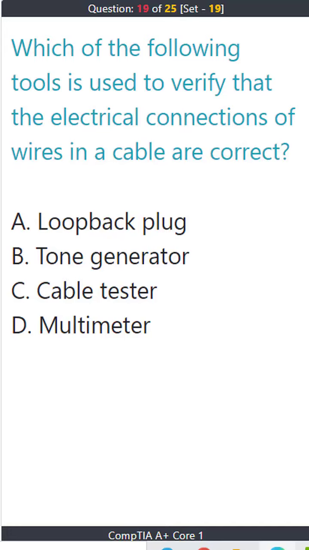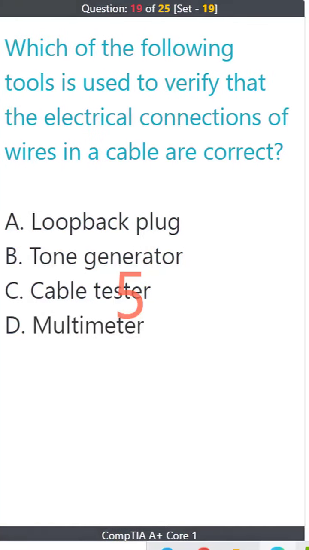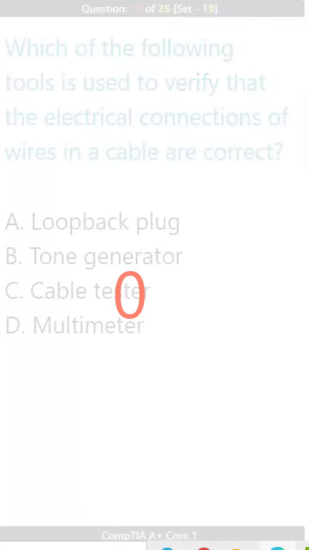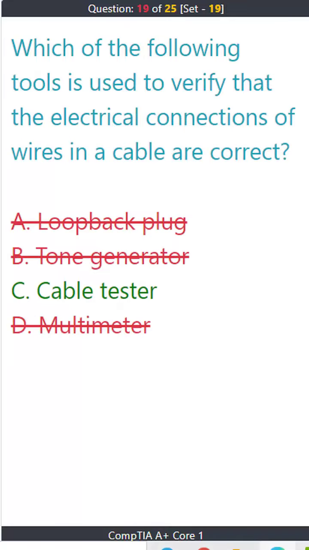Question 19. Which of the following tools is used to verify that the electrical connections of wires in a cable are correct? A. Loopback plug. B. Tone generator. C. Cable tester. D. Multimeter. The correct answer is C. Cable tester.